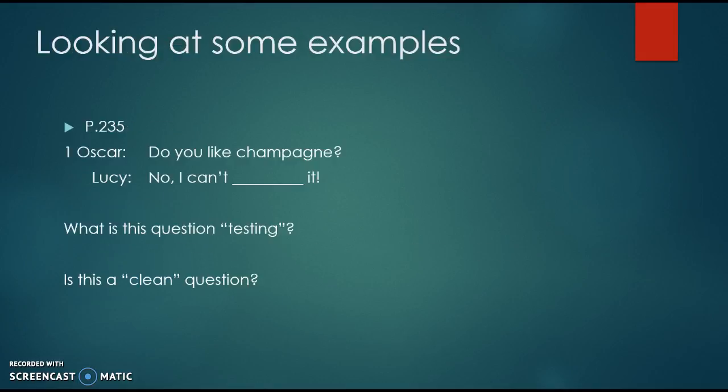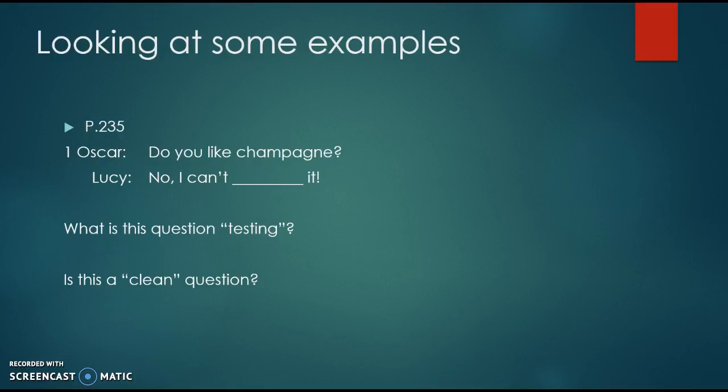Let's look at some examples. There are lots of examples in Brown, but there are some things that I just wanted to call your attention to. On page 235, there's this example: "Do you like champagne?" Lucy says, "No, I can't blank," and you're supposed to choose the correct one that fits in the blank, and in this case it would be "stand." I can't stand it. So what is this question testing? Is this a clean question? I mean, by that, is the test only testing their reading, or is something else maybe contaminating it? Pause the recording whenever you want and think about this.